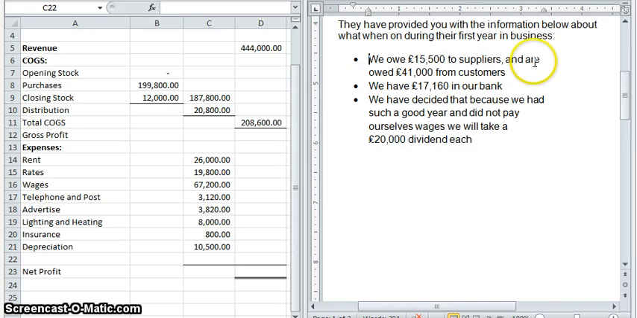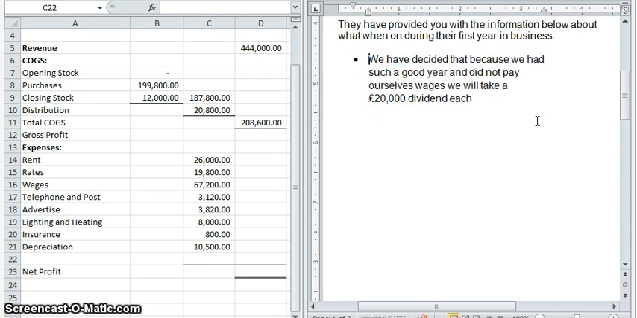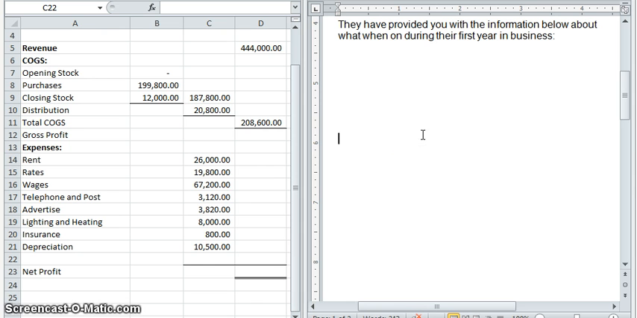Next, it's talking about owing suppliers and customers. Again, this is something that goes on the balance sheet. And it says here that we have a certain amount in our bank. Again, not something we have to worry about right now because that goes on our balance sheet. And finally, it says that we're not paying ourselves wages but paying dividends, and so those do not go on the profit and loss sheet either, and so we're not going to worry about those right now.